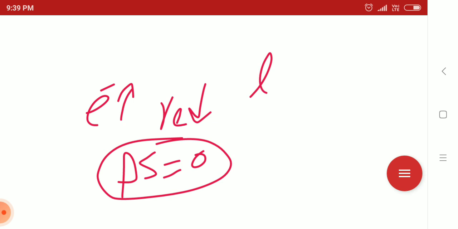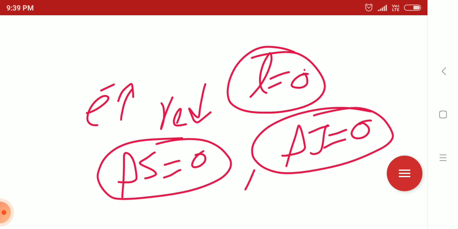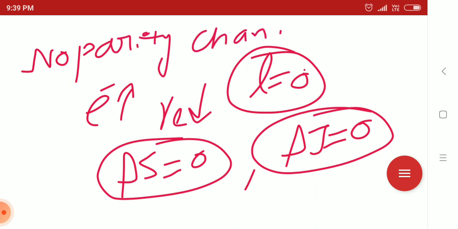And for allowed transition, we have studied that small l equals 0. That means delta J equals 0. Another thing is, for allowed transition, no parity change. And here a 0 to 0 transition will be allowed.